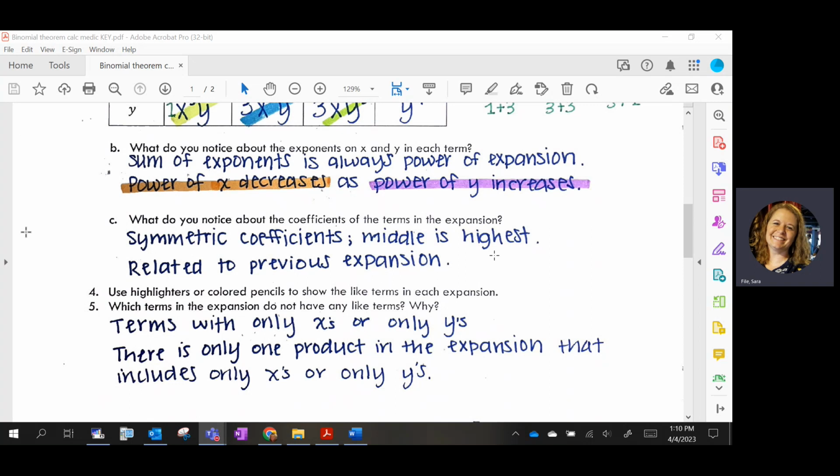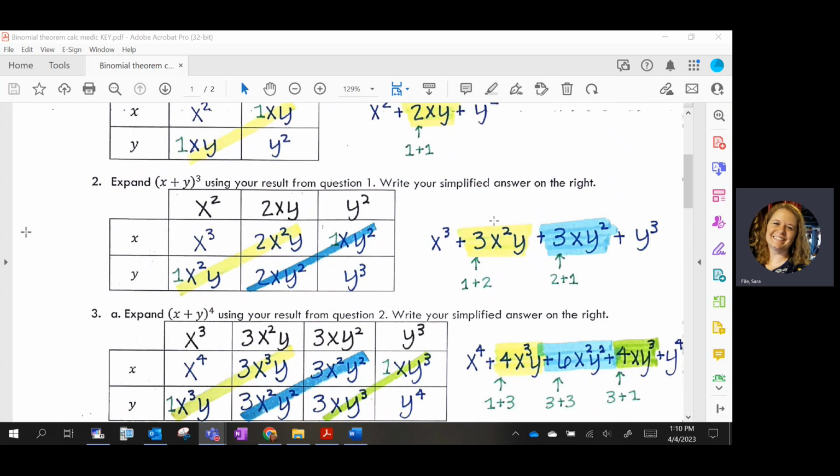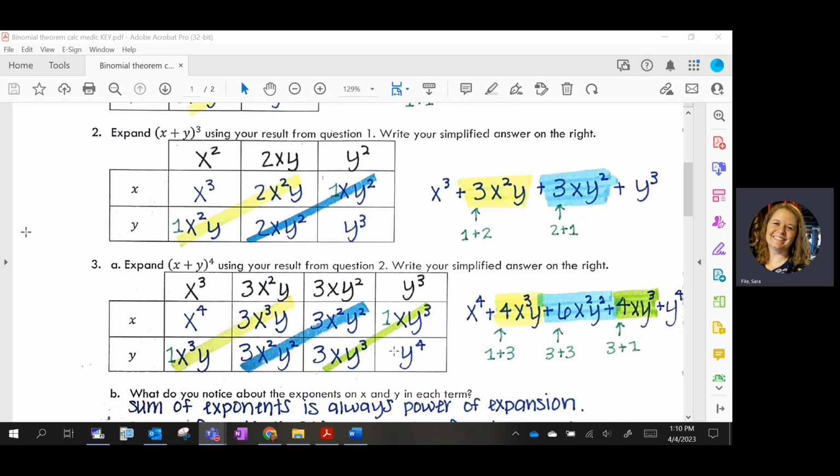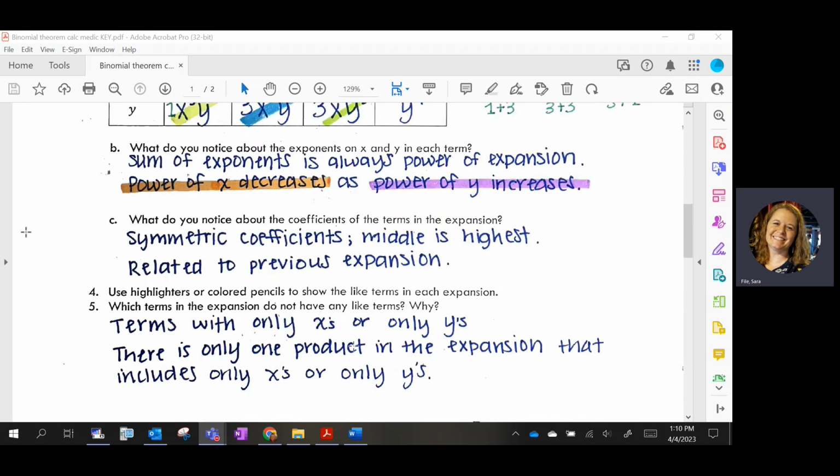Now I went ahead and answered. I have number 5 here, and you may not have gotten this far. That's okay. It says, which terms in the expansion do not have any like terms? So up here where I highlighted in the area models, this x squared and this y squared don't have like terms to combine with anything. Here, the x cubed and the y cubed don't. Here, the x to the 4th and the y to the 4th don't, right? So it's the terms that are only x's or only y's. They don't have a like term. There's not another term that's just x's or just y's. And that's because there's only one product in the expansion that includes only the x or only the y.